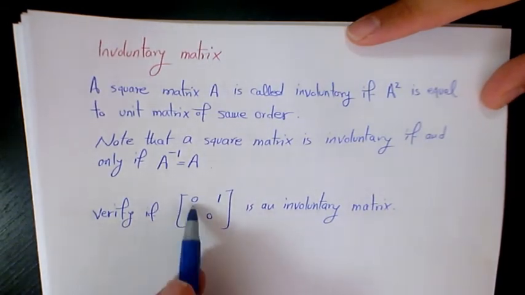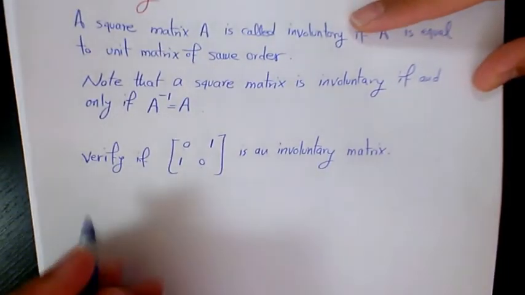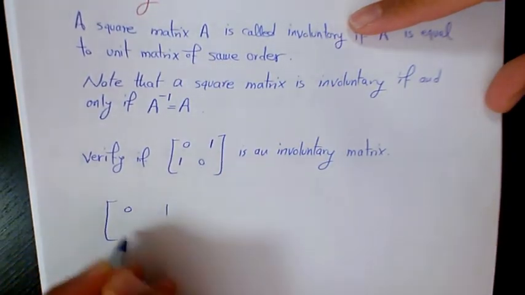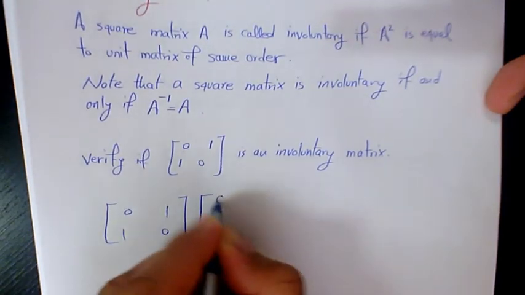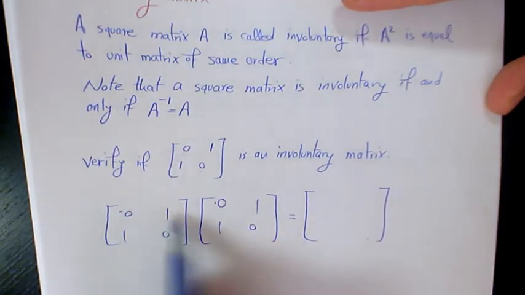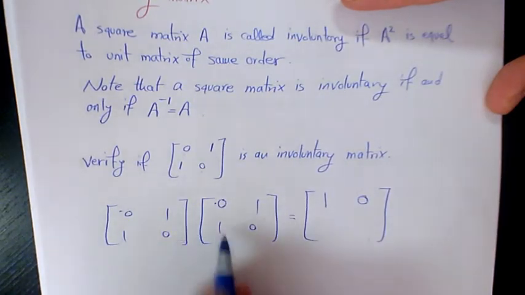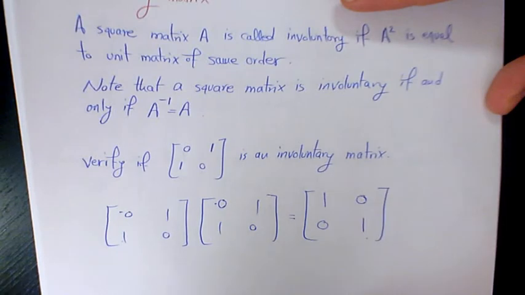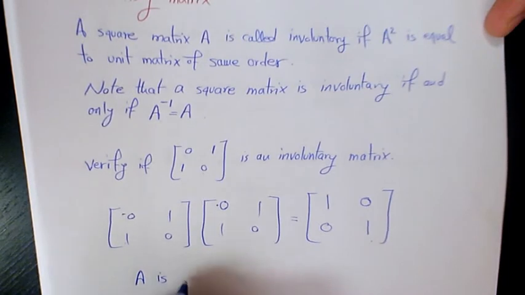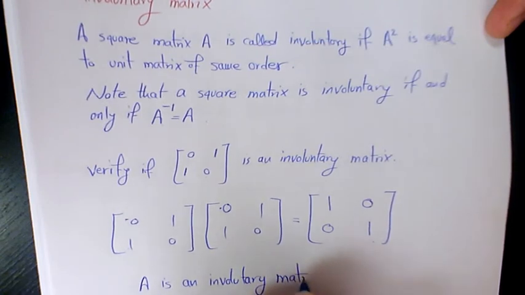So now verify if 0, 1, 1 and 0 is an involutory matrix. So I'm going to say 0, 1, 1, 0 times 0, 1, 1, 0. Supposed to be 2 by 2. 0 times 0 plus 1 times 1, 1. 0 times 1 plus 1 times 0, 0. 1 times 0 plus 0 times 1, 0. 1 times 1 plus 0, 1. So it is a unit matrix. So you can say A is an involutory matrix.